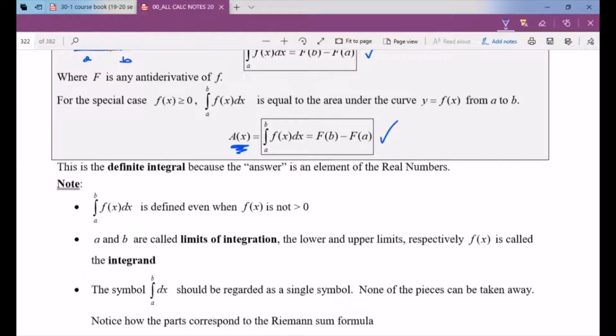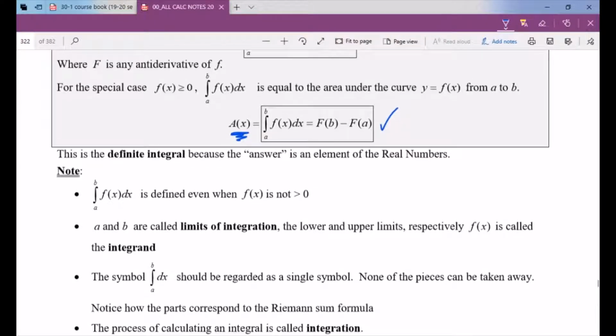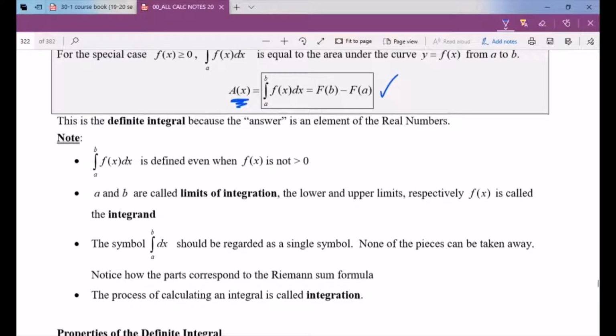What this is essentially saying is that a derivative and an integration are reverse processes of each other. If we take the derivative of a function and then integrate that, we get back to our regular function. That's essentially what this is saying. This is a definite integral because the answer is an element of the real numbers.